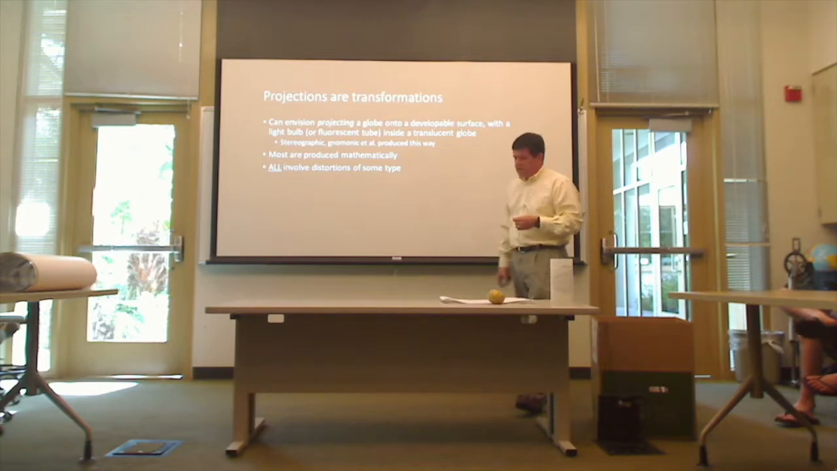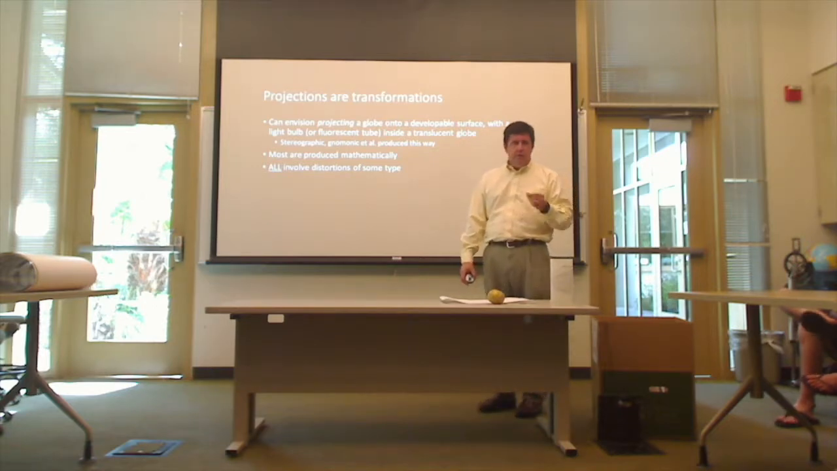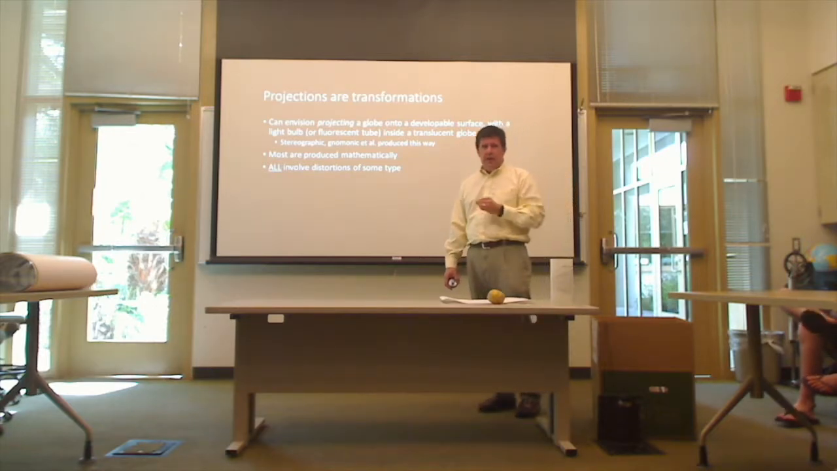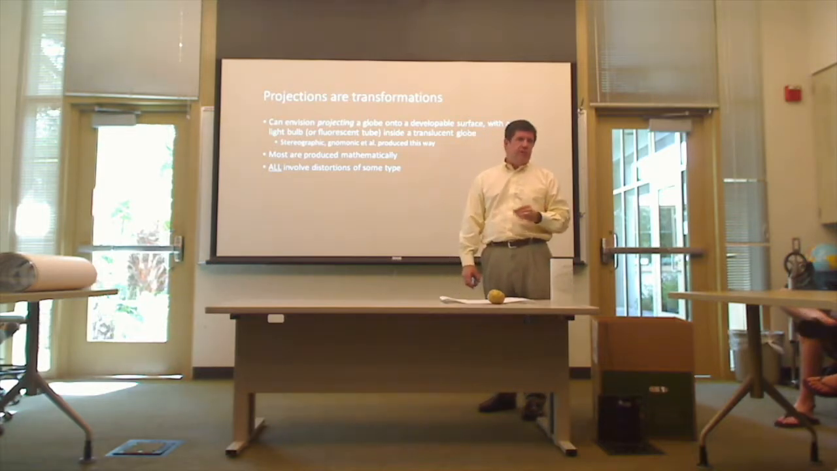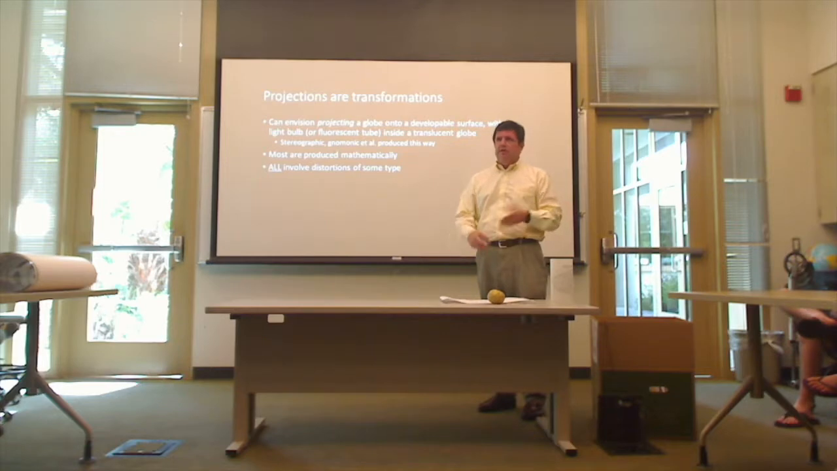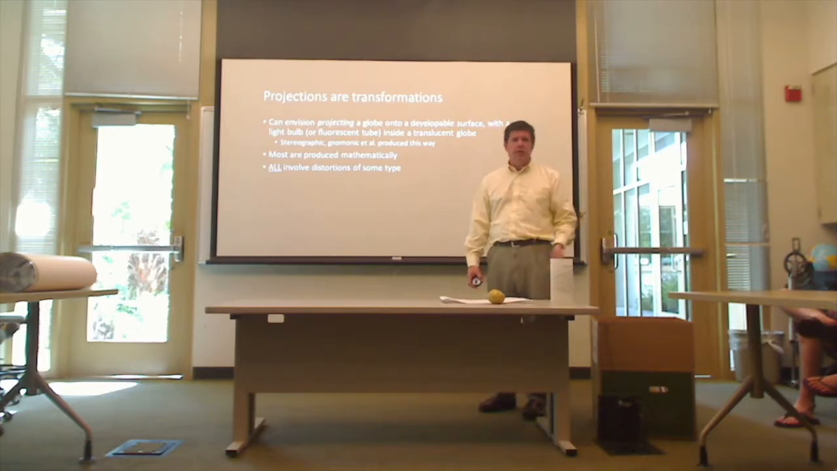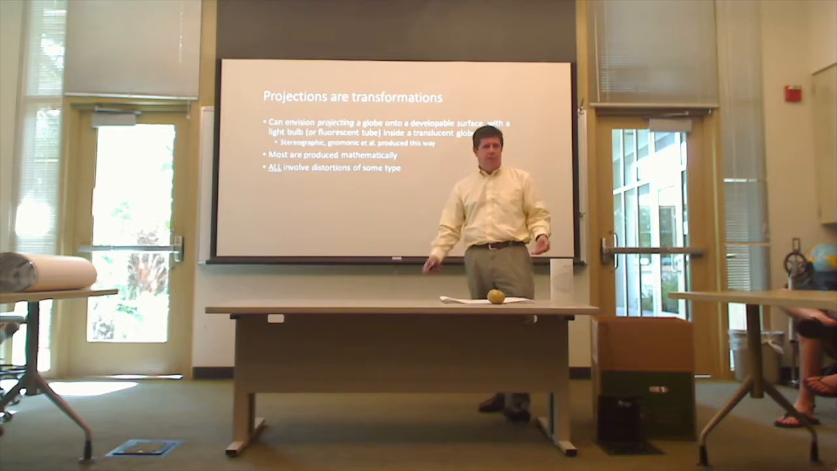At this point, I just want to remind you that every map projection will involve some sort of distortion. There's absolutely no way to turn a spherical or nearly spherical Earth into a flat map without distorting something.